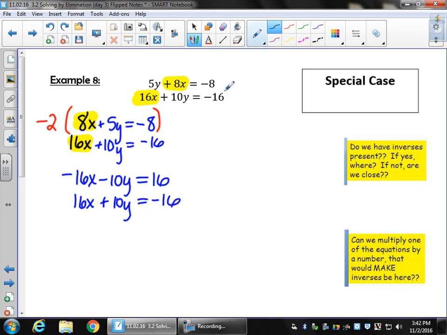And now let's linearly combine, because now I have my inverses, negative 10y and a positive 10y. Adding these together, let's see what happens. Uh-oh. Negative 16x plus 16x, that's gone. That's 0. Negative 10y plus 10y, which were the inverses we were looking for, that's gone. That's 0. So on the left side, I have 0. What happens on the right? 16 minus 16, also 0. 0 equals 0. True or false? True. True statement.